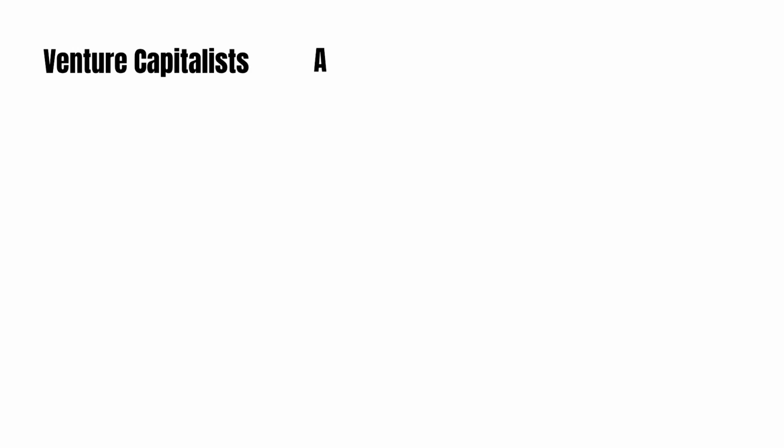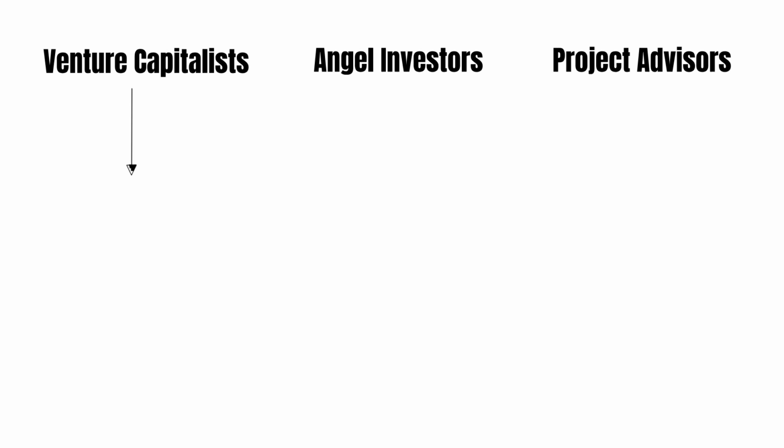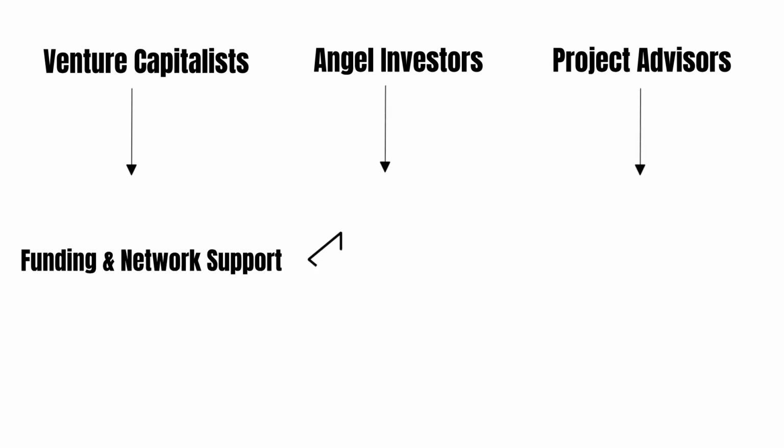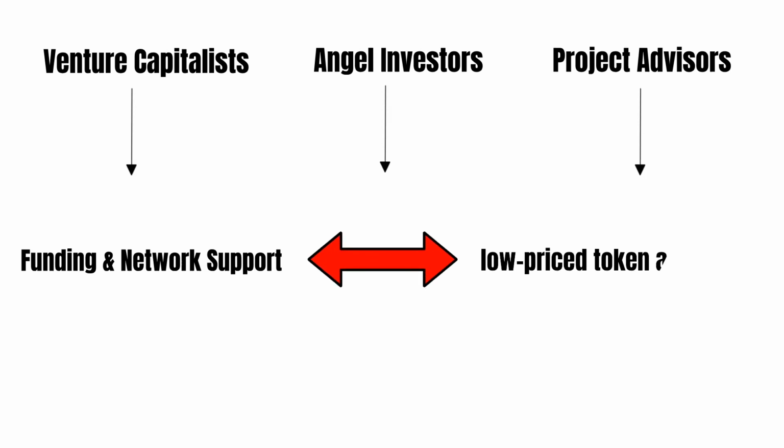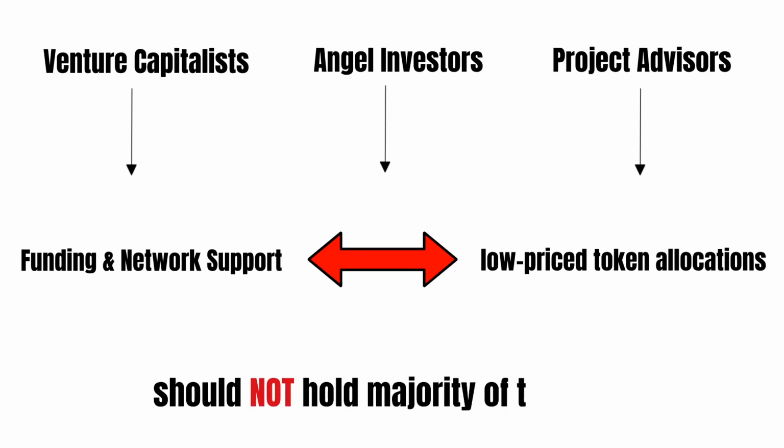Let's start with the venture capitalists, angel investors, and project advisors. These parties help early stage projects succeed with funding and their network. In return, they often receive token allocations for very low prices. They can provide value to many projects, and many would have failed without them. However, you don't want to see the majority of tokens in their hands for super low prices.